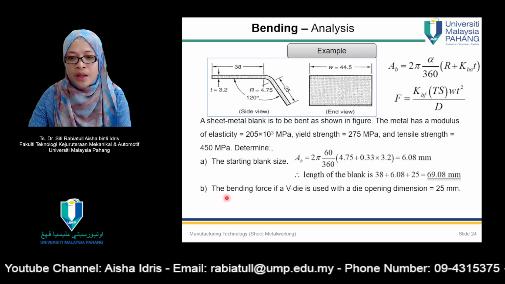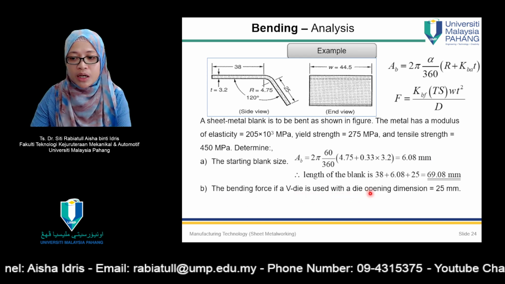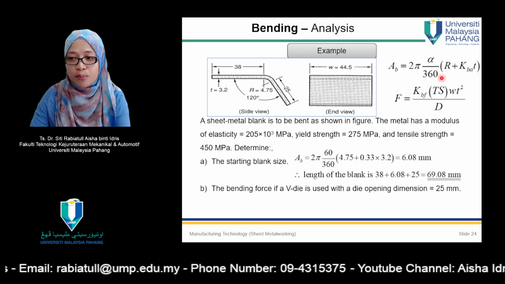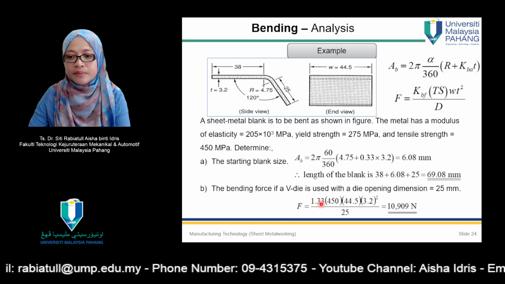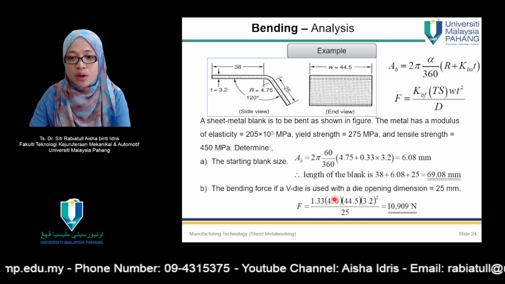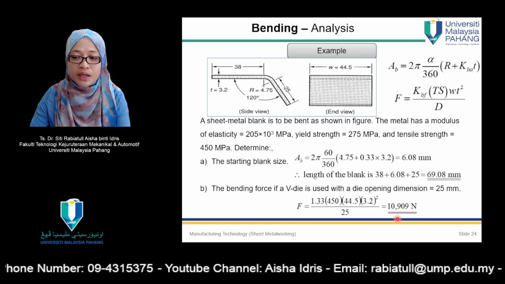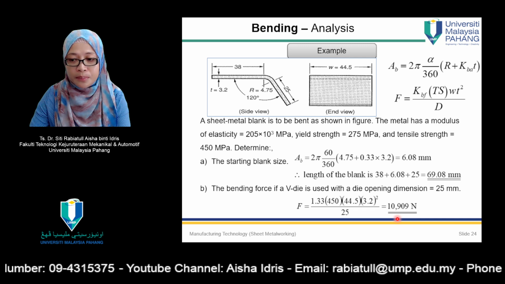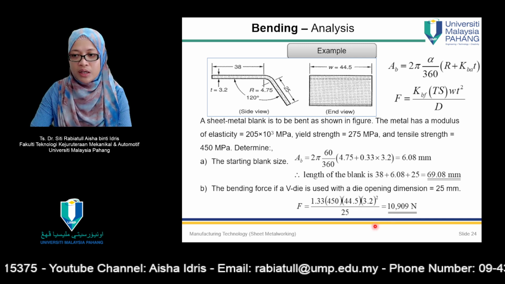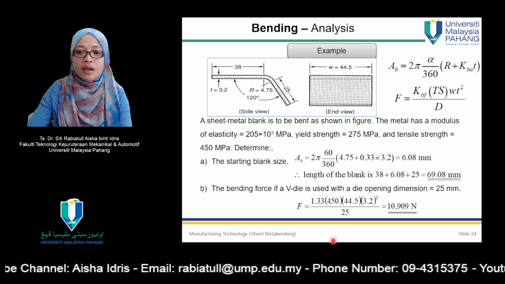Number two, the bending force if a V die is used with a die opening dimension equal to 25 mm. So using this formula, just substitute the information given, then you should be able to get the value of 10.909 kilonewton. Please be aware of the usage of KBA and KBF in these formulas.